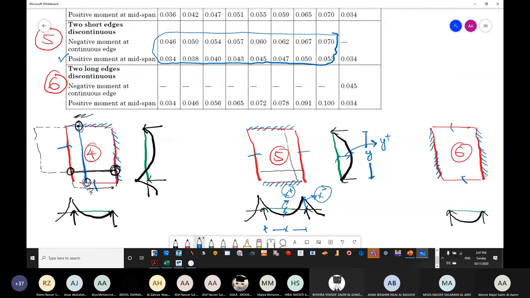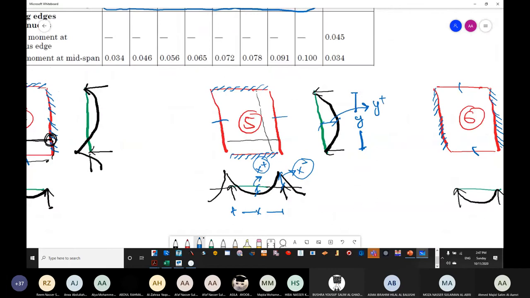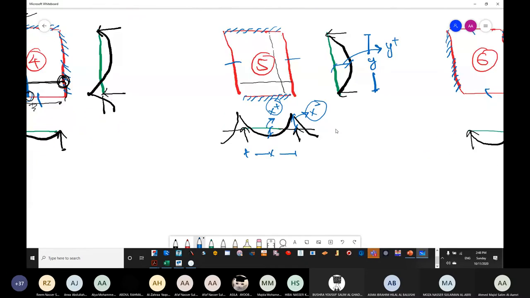How many, Bushra, how many moments are there in this drawing? How many moments you can see? Where is the fourth one? This is x negative. This is x positive. These are two. This is y positive. Do you have a y negative here? Do you have a y negative? Then how many moments are there?